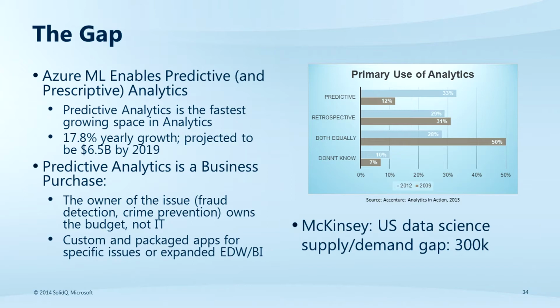Lower right is a really interesting thing. A McKinsey study said that there is a data science gap of 300,000 data scientists. And that's why, if you've read any articles, data scientists are sometimes called unicorns, really hard to find, and people are all trying to hire them, and everybody wants a data scientist.